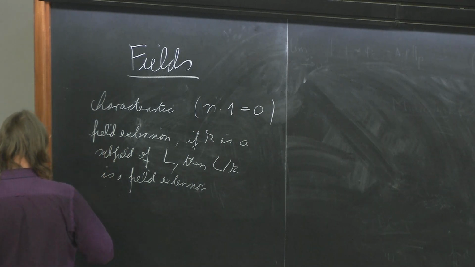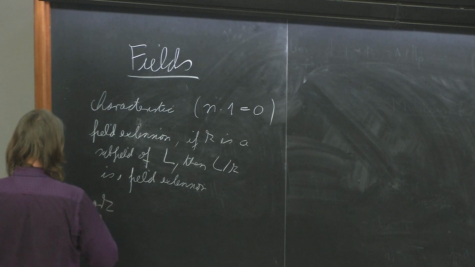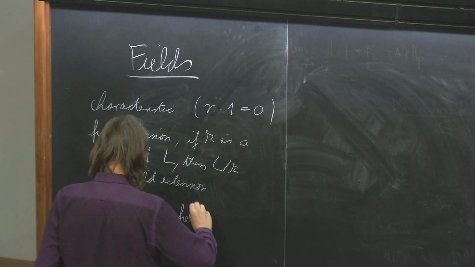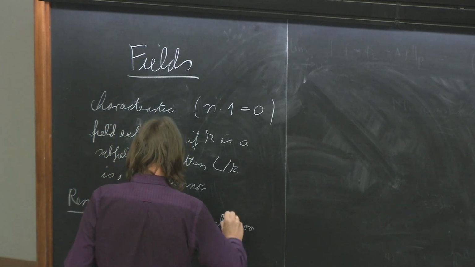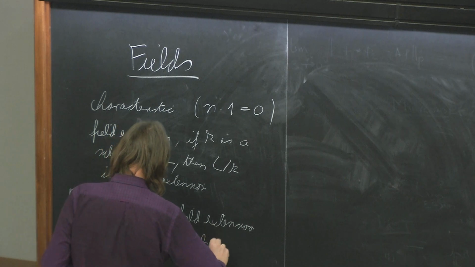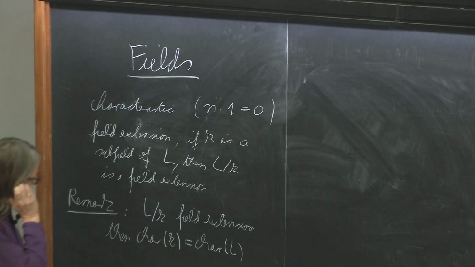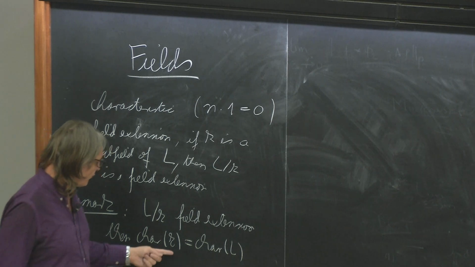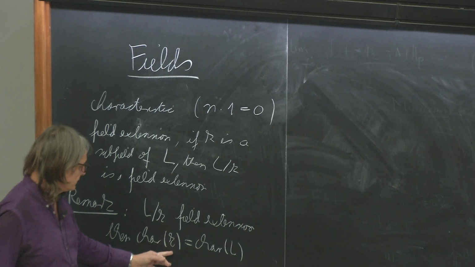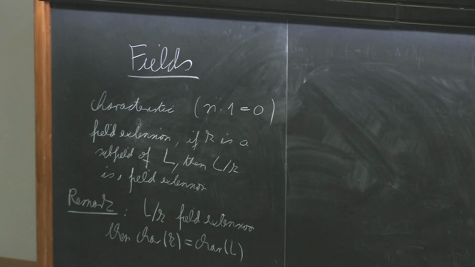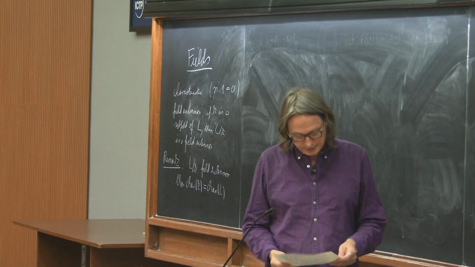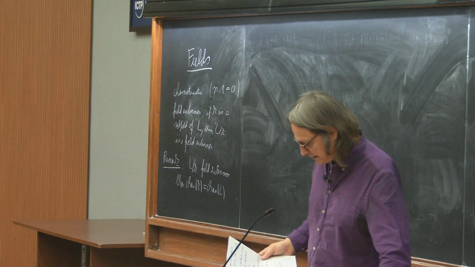And it's clear that if L over K is a field extension, then the characteristic of K is equal to that of L. This is just because the element 1 will always be an element in the smallest field already, and so n times 1 is still in K. Whether that is 0 or not does not depend on the bigger field.